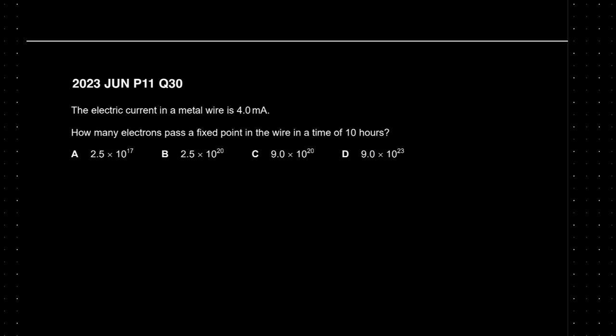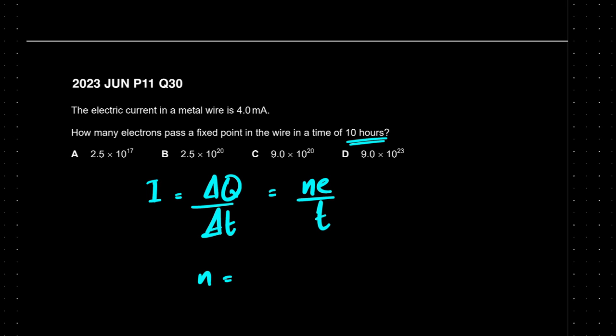Again, this is also not really difficult. Electric current is given, how many electrons pass a fixed point in a time of 10 hours. So you know current is rate of flow of charge, which can be written as NE over T. So N is IT over E.